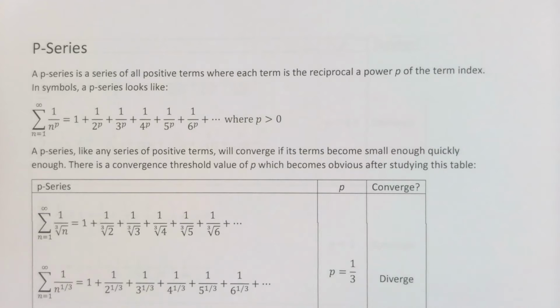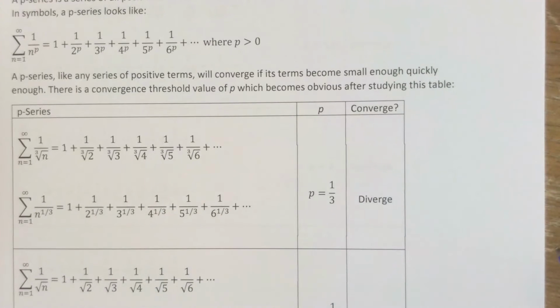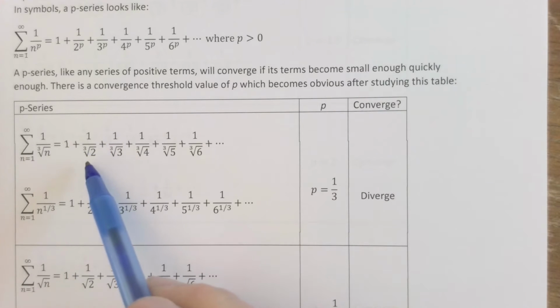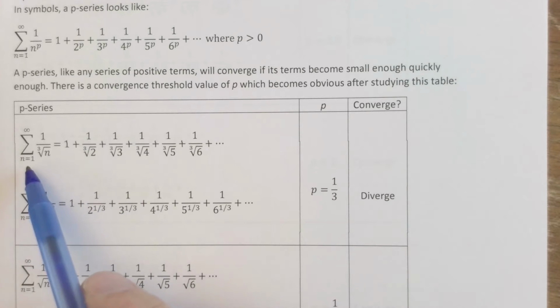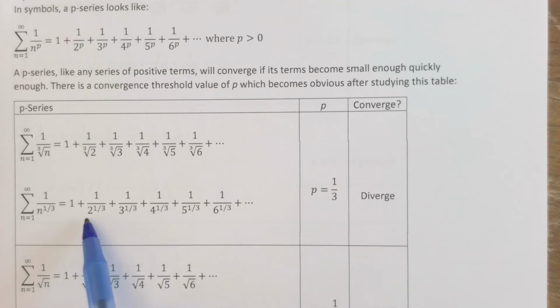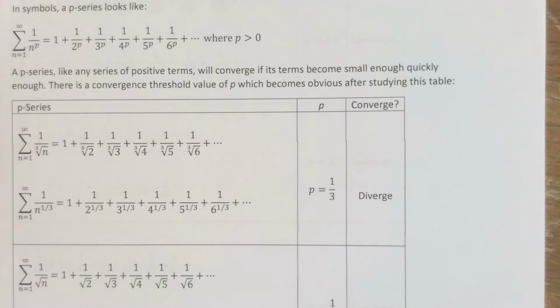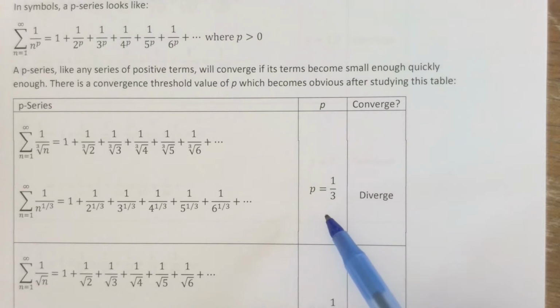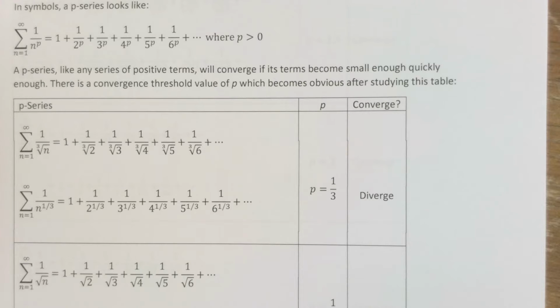Okay, here's an example of a P equals 1/3 series right here. It's typically going to be written where the divisors are the cube roots of the term indices, cube root of 2, cube root of 3, cube root of 4, etc. But of course we know the cube root is really the 1/3 power. So in the second term I have 2 to the 1/3 power. In the third term I have 3 to the 1/3 power. And these are my divisors. This is a P equals 1/3 series. And you will soon know that that series diverges.